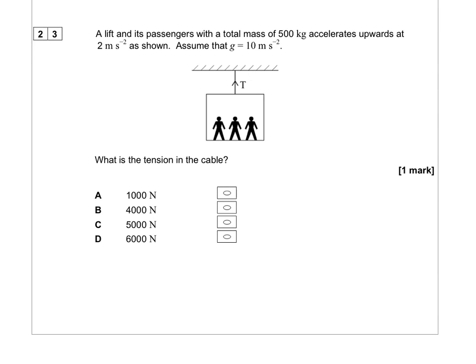23. A lift and its passengers with a total mass of 500 kilograms accelerates upwards at 2 meters per second squared. Assume that g is 10. What is the tension in the cable?